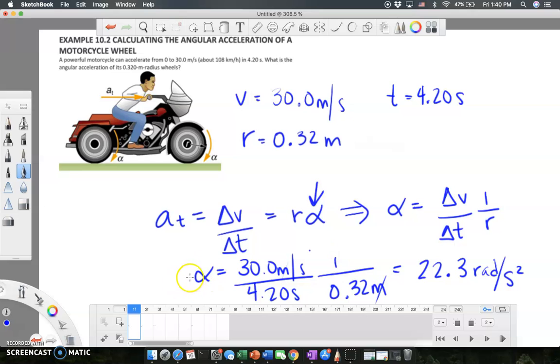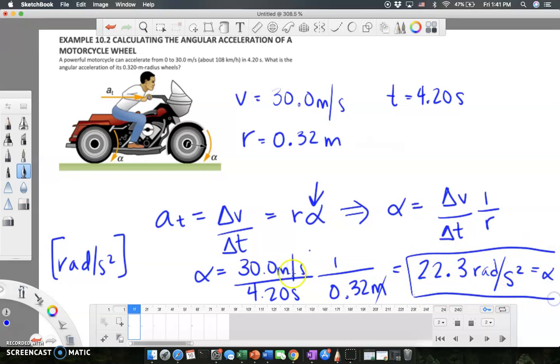Okay, so when we look at our alpha, when we look at angular acceleration, remember that our units are always going to be radians per second squared. Okay, just try to remember that. You kind of have to just insert our radians. So just keep an eye on that. Keep remembering that. Okay? All right, so we found our alpha.